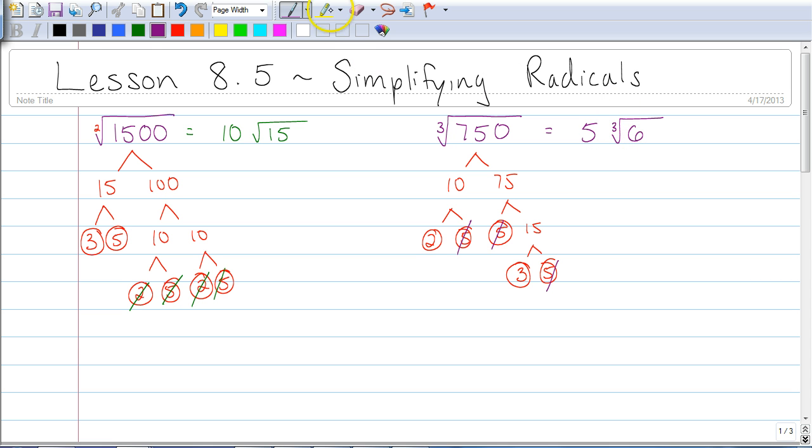You can't forget, if this is a cube root here, that your answer should have a cube root. If you forget that cube root in your answer, you're going to lose a whole point. So please don't forget to do that. If you have something remaining under the radical, make sure you check to see what kind of root it is. If it's a cube root, put a 3 in there. If it's a fourth root, put a 4 in there.